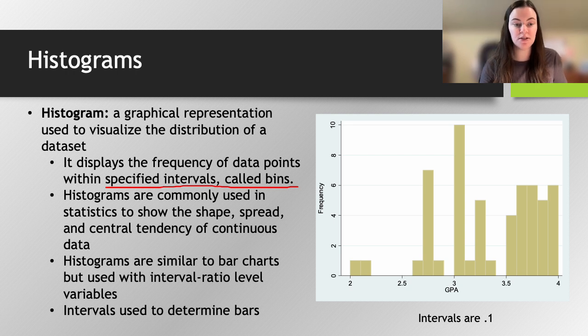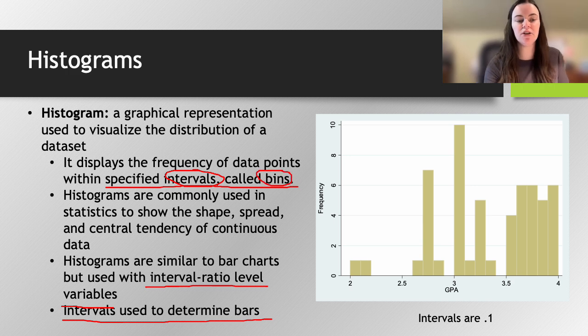Histograms are commonly used in statistics to show the shape, spread, and central tendency of continuous data within a variable. Histograms are very similar to bar charts. However, one of the key distinctions is that histograms use interval ratio level variables. Recall from the last slide that bar graphs exclusively use either ordinal or nominal level variables, and so that's one of the key differences here. The intervals are also used to determine the bars. So what do I mean by intervals? What is this idea that I've alluded to up here, as well as this idea of bins?